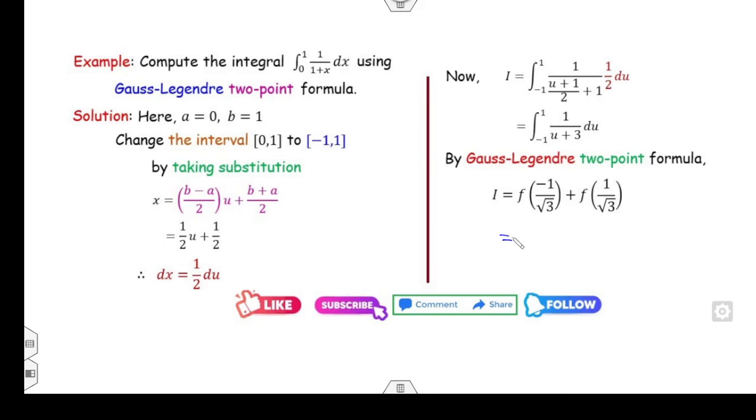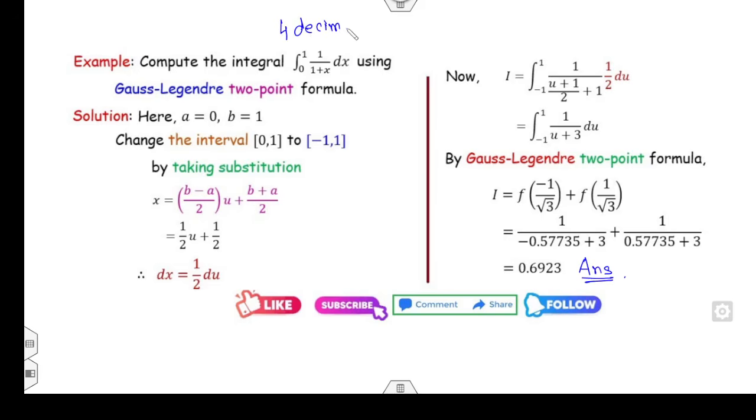Two point. What is the f? F will be 1 over u plus 3. So you can substitute the values -1 over root 3 plus 3 and 1 over root 3 plus 3. After using the calculator, you can get the answer 0.6923, which is the right answer. Always, students, calculate the answer up to 4 decimal places. At least calculate your answer to 4 decimal places.